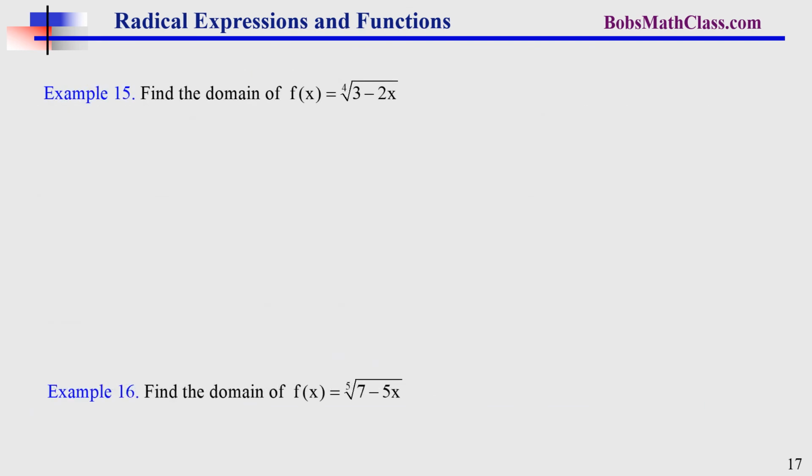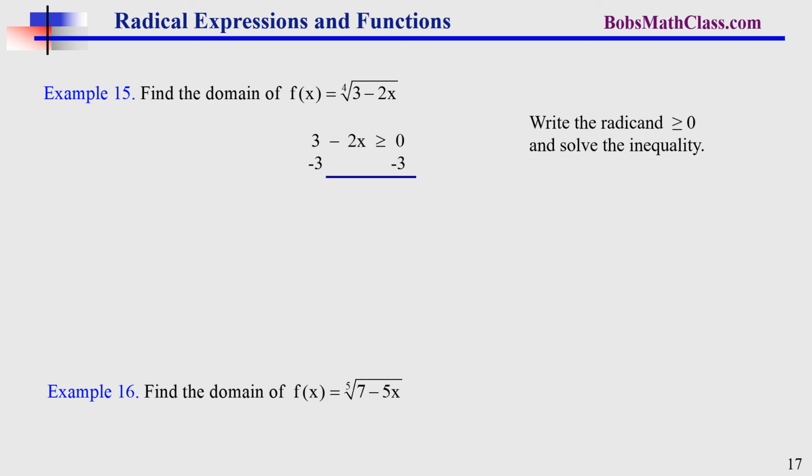Almost done. Okay, here's example 15. Find the domain of f of x equals the fourth root of 3 minus 2x. Okay, it's an even root, so write the radicand greater than or equal to 0. So that's 3 minus 2x greater than or equal to 0. Now we need to get x by itself, so subtract 3 on both sides. That gives us negative 2x is greater than or equal to negative 3. Now divide both sides by negative 2.